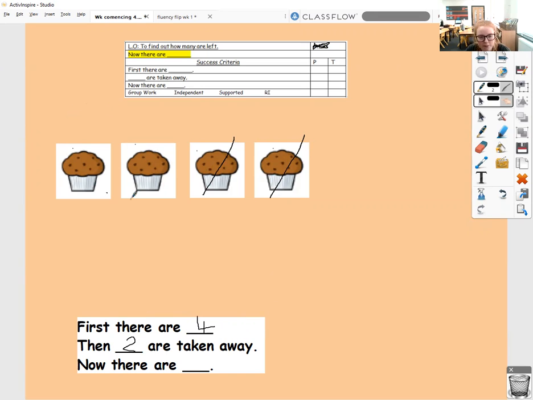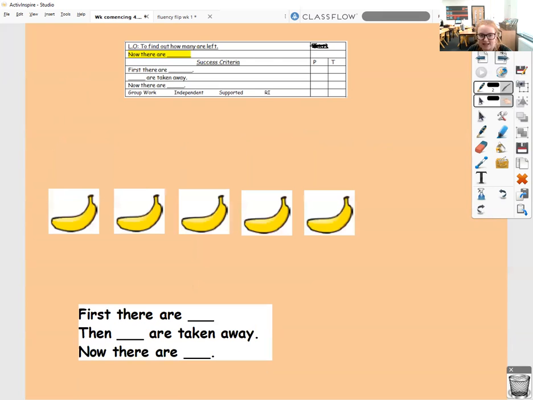Now there are, how many muffins do I have left? If I started, first there were 4, then 2 are taken away. Now there are, I know there are 1, 2 muffins left because those 2 have not been crossed out. We do not count the ones that have been crossed out for now because they have been taken away. So first there are 4, then 2 are taken away. Now there are 2. Fantastic.